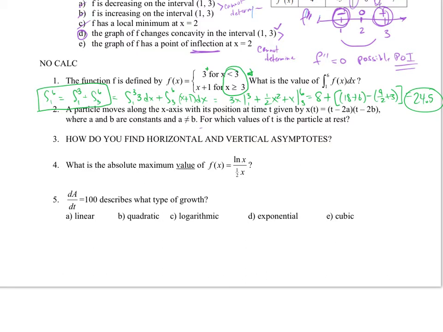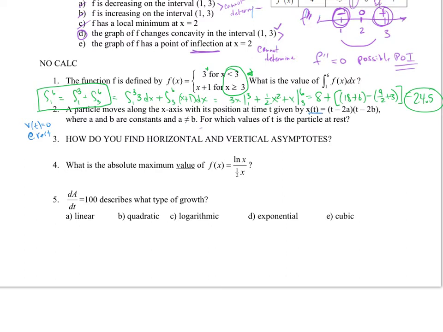Okay. A particle moves along the x-axis with its position given by x of t equals that, where a and b are constants and a doesn't equal b. For which values of t is the particle at rest? Well, it's at rest when v of t equals 0. That's when it's at rest. All right, so let's find out. So v of t equals 0.